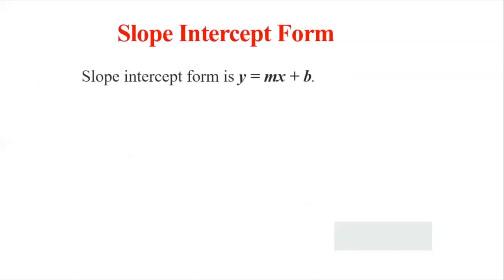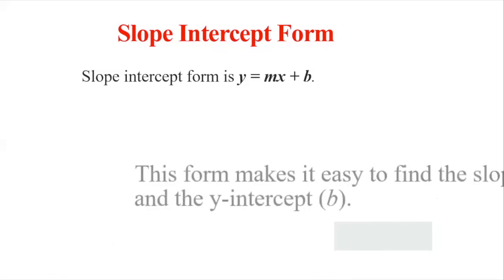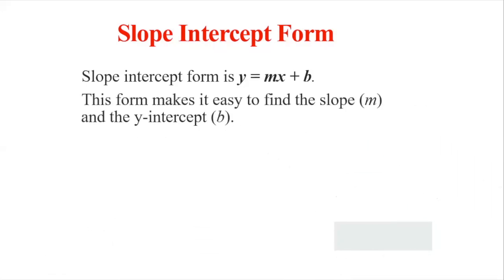So what is the slope-intercept form for those of you that weren't here for the beginning lessons? The slope-intercept form is the same formula, y equals mx plus b. And this particular form makes it easy for us to find the slope because we know that the slope is represented by the letter m and the intercept is represented by the letter b. And this particular intercept would be the y-intercept.